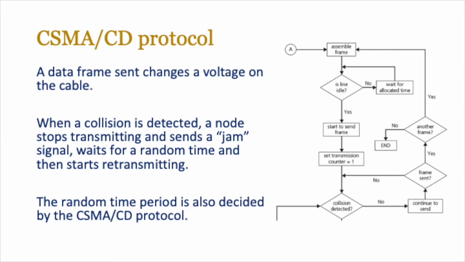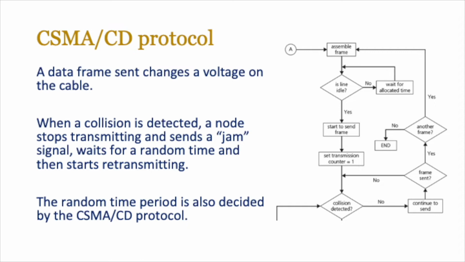What happens is that you have a data frame, as we know from the Ethernet protocol, that's sent, and when it's sent down a cable, it changes its voltage. So the frame is assembled and it checks whether the line is idle. If it's not idle, then it'll wait for the allocated time before it starts transmission. Normally, when a collision is detected, a node stops transmitting completely and sends a jam signal. Then it waits for a random amount of time and then starts retransmitting. And this random time period is also decided by the CSMA/CD protocol.